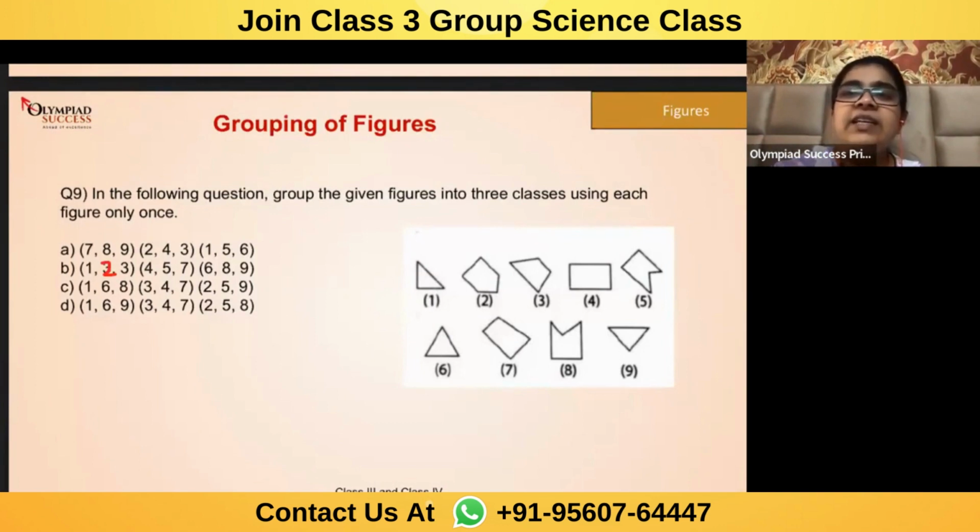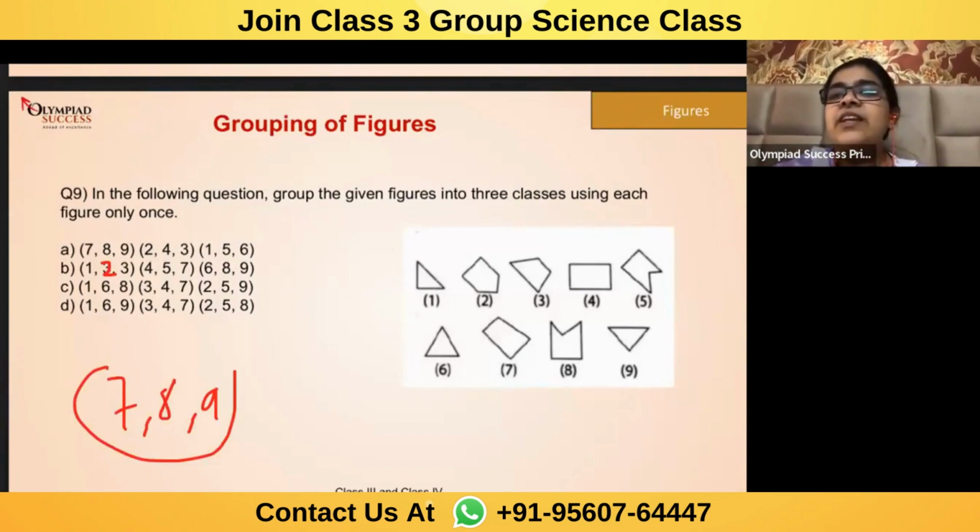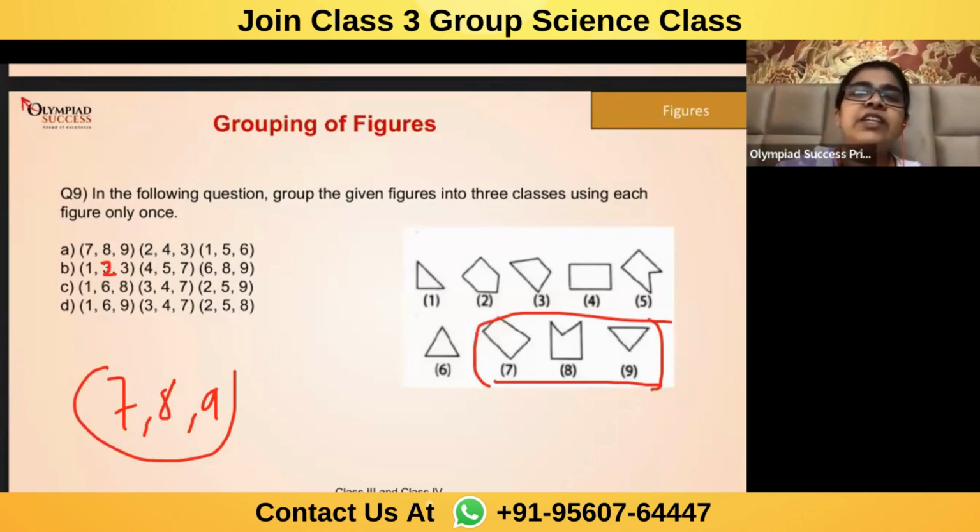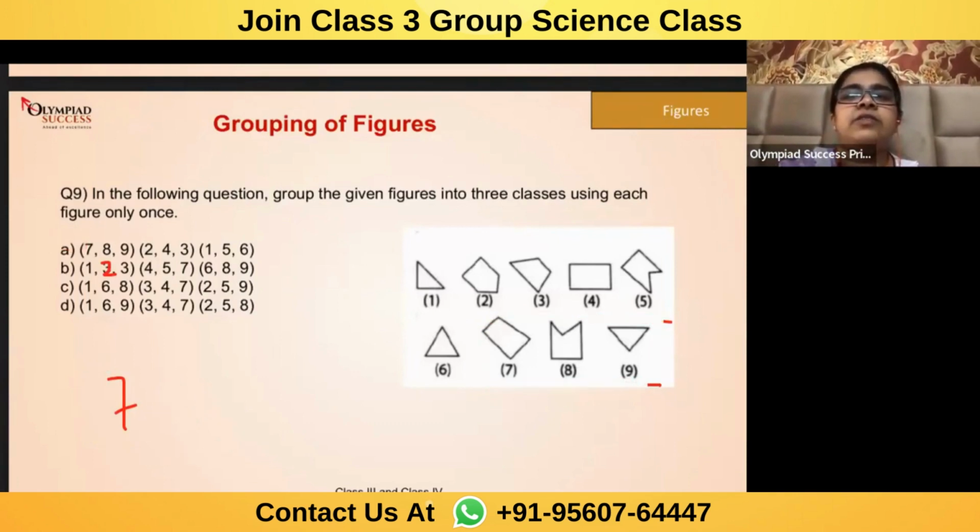Meaning, if I say that 7, 8, and 9 are the same group, then 7, 8, and 9 should have some similarity in them. If they are not having any similarity, then it is not the correct answer. And give me the logic also. Those who are giving me the answers, I will only consider it if you type something as a logic. Why is that the correct answer? What is the group made up of? Which type of figures?